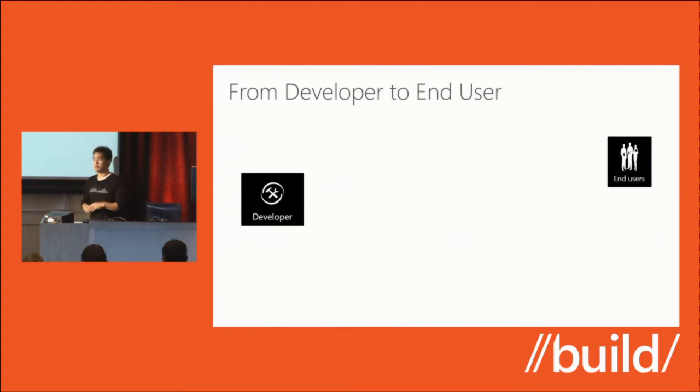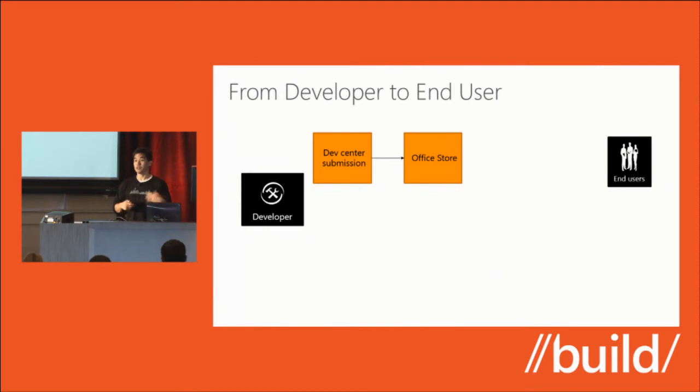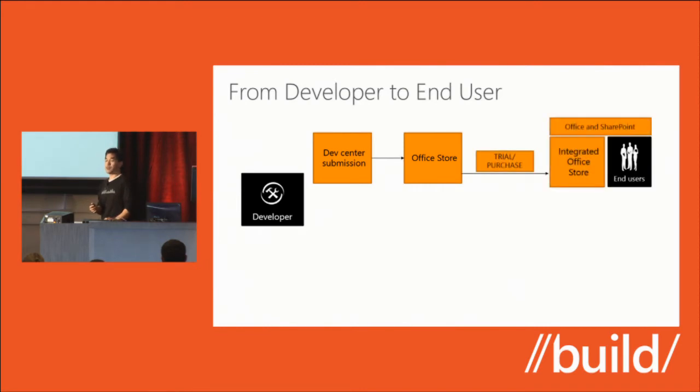So one is what you'll be familiar with if you've built any kind of app for any store, which is you make a submission at some kind of dev center or maybe a seller dashboard. It goes to the Office store. When you browse the Office store, in this case from the Office and SharePoint applications, you can try, buy, share, and so on, and it gets to your end users. So that one should be pretty straightforward because apps are pretty common nowadays.